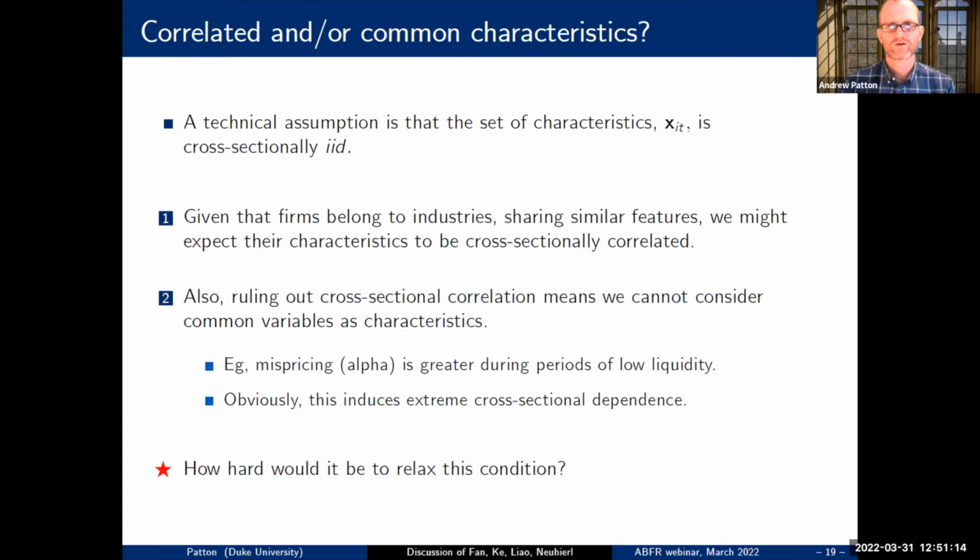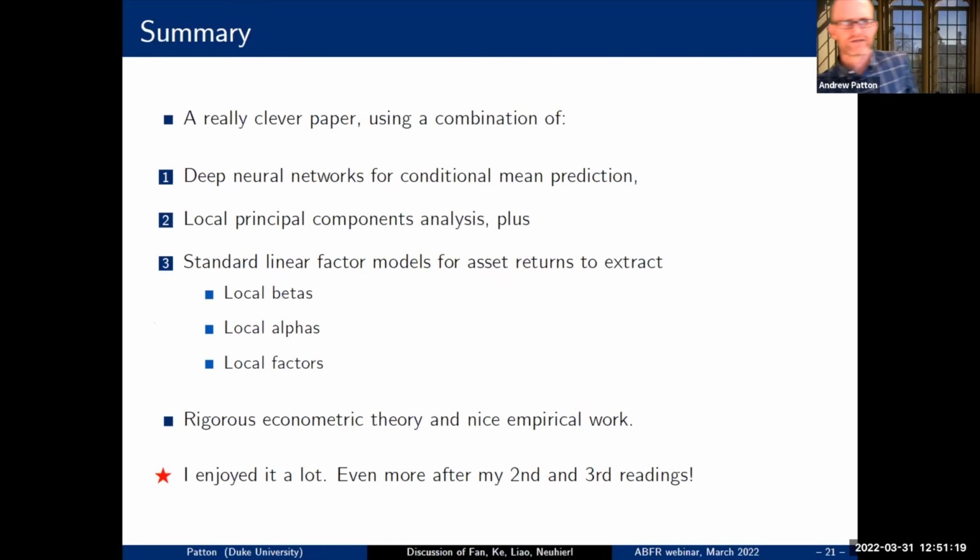So I'll skip a standard comment about fat tails and just to summarize, I think it's a really clever paper. So the three steps: neural nets for conditional mean estimation, local principal component analysis, and then all interpreted through a very standard, familiar linear factor model for asset returns. I think it's a really nice paper, and when it comes on the web, I encourage you all to read it.